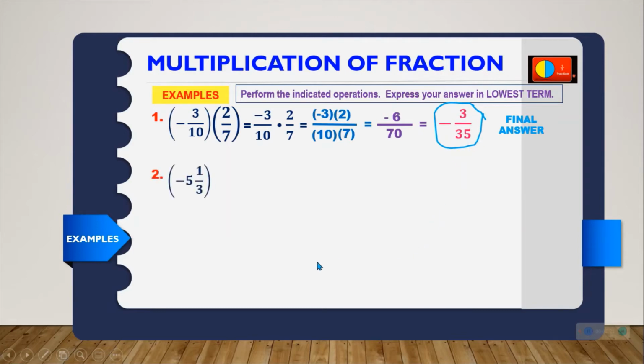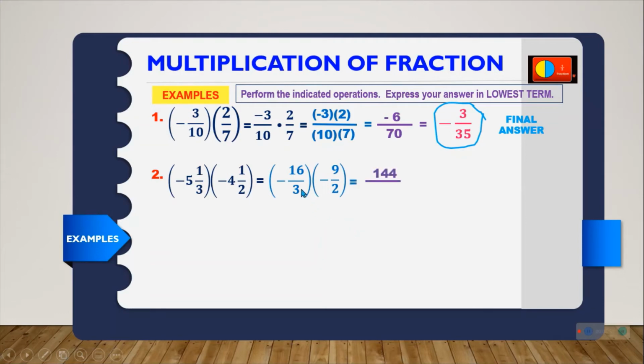Number 2, negative 5 and 1/3 times negative 4 and 1/2. Pagka may mix, so we will change it into improper fraction. So, 5 times 3 is 15 plus 1, 16. So, negative 16 over 3. And then 4 times 2 is 8 plus 1 is 9. So, negative 9 over 2.